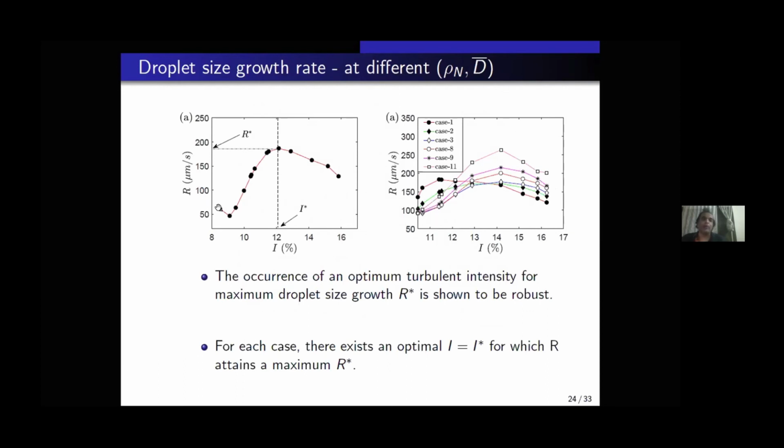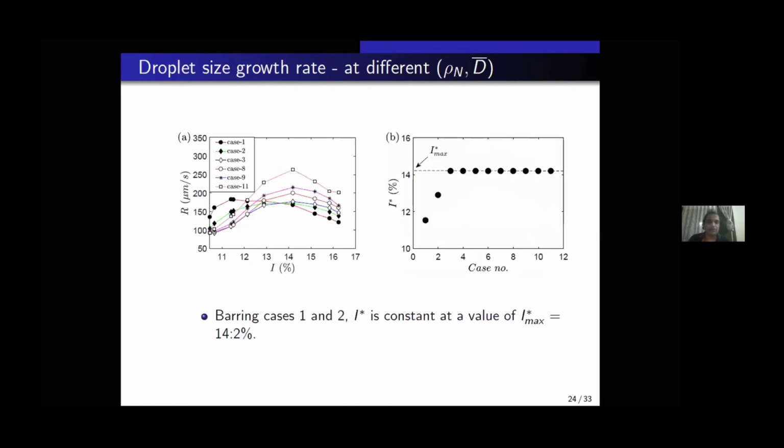So finally, from this entire distribution, I'm just going to pick up the maximum droplet size growth rate and plot it as a function of the initial droplet field characteristics. The optimum value for the turbulence intensity itself did not change much as a function of the case number. So for each of these initial droplet field characteristics, we did experiments at a fixed background airflow turbulence intensity of the value indicated here, a little more than 14%.